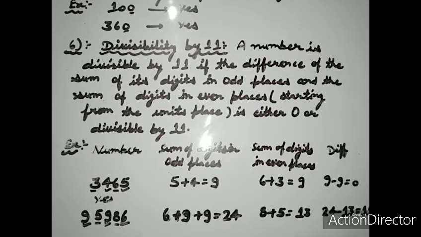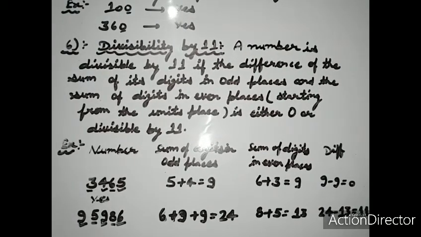And dear students, 11 is divisible by 11. 11 times 1 is 11. So we say that the number 95,986 is divisible by 11.